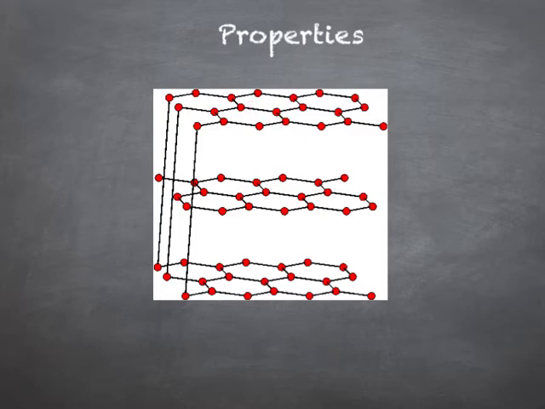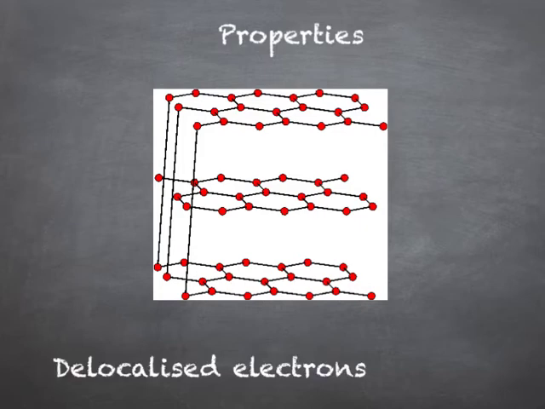Now carbon has 4 electrons in its outer shell, which means there is a 4th electron that is not involved in a bond. Now this electron hangs around in this space here. Now this layer and this layer are separate, but this layer is just made up of spare electrons known as delocalized electrons.